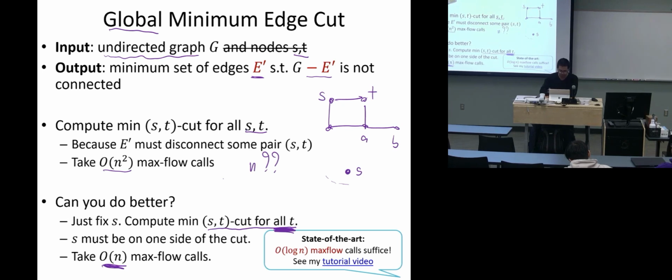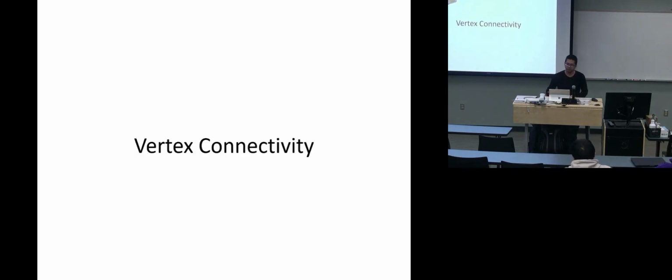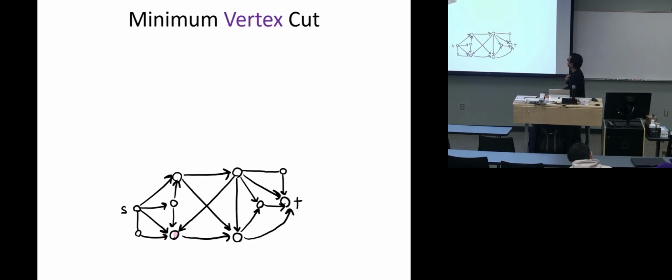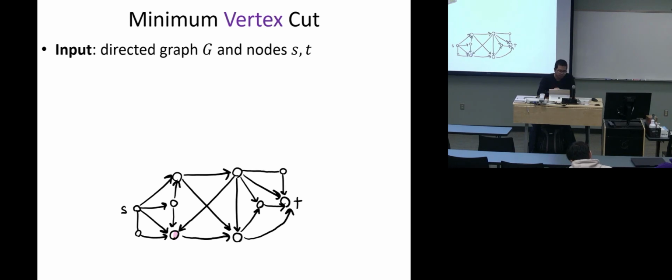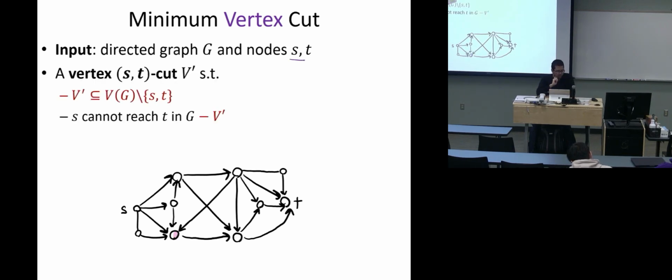You can see the tutorial video here if you want to. Okay, so that's one: you can solve min cut, you can solve disjoint paths. Now let's look at a similar problem but for the vertex version. The problem is to find a vertex cut. In this problem you again have a directed graph, with nodes S and T, and from now on I will say that a set V prime is a vertex st cut if it's a vertex set, not an edge set now.